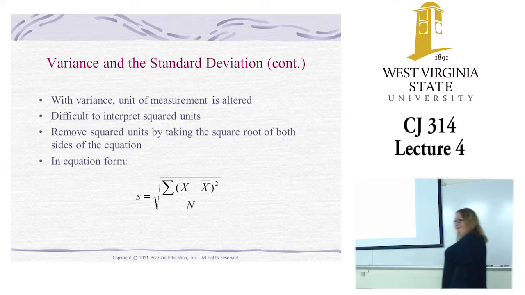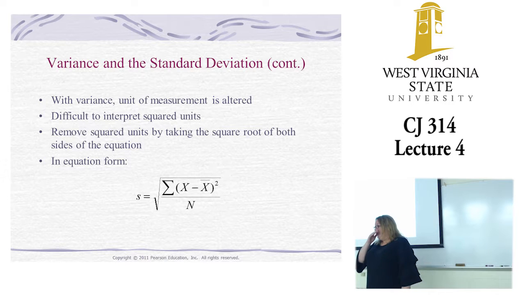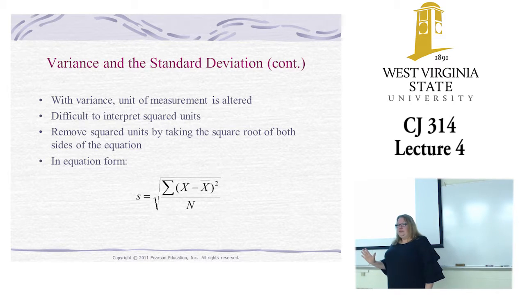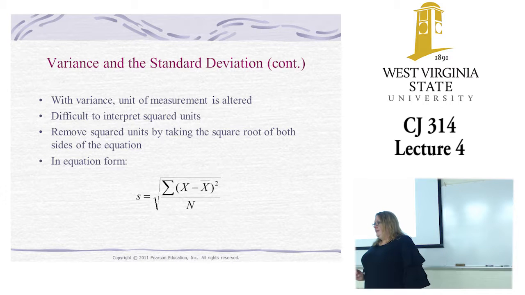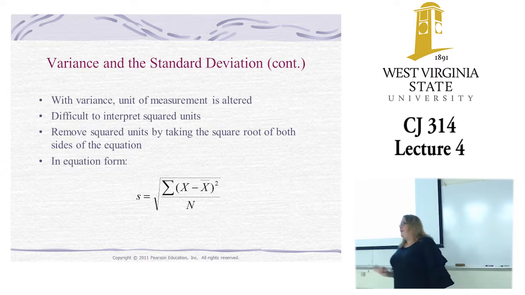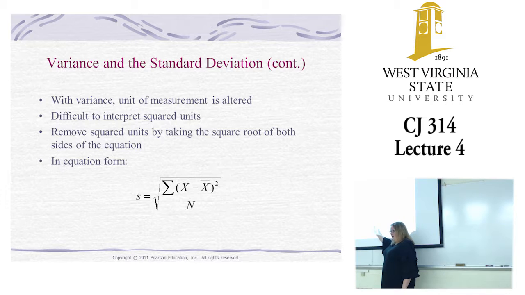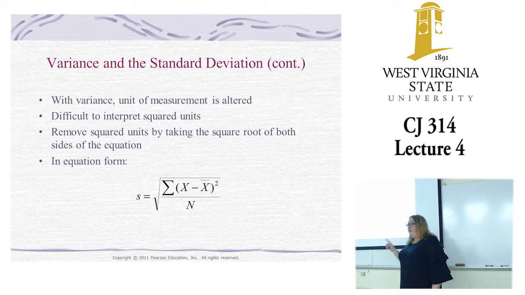Okay, S. S is standard deviation. Once we get S squared, we take the square root of our answer, and that gives us standard deviation. Standard deviation is the one we're going to be working with the most. Same formula that we just worked through, except now we're taking the square root of it. So you would still take every single raw score, subtract the mean, square the result, add all of those up, divide by n, and then take the square root of that answer. And that would give us standard deviation.